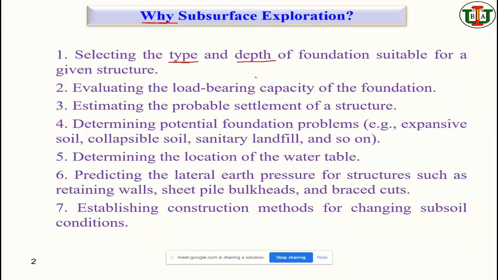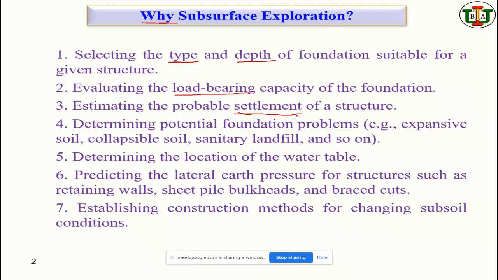Then you want to know the load bearing capacity of the foundations, like how much capacity the soil will give. From that point of view, you can calculate the bearing capacity of the soil and then know the foundation capacity, and estimate the probable settlement of structures. We know that a soil layer or soil strata settles with time, right? Either at the initial stage or over a longer period, it continues its settlement. So that's why you need to know the scenario of the settlements.